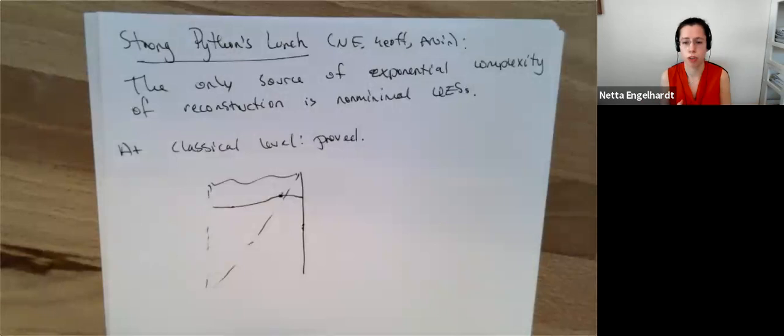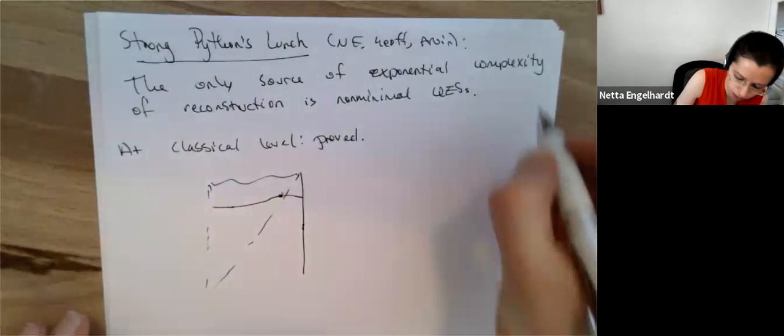You actually have to evaluate the quantum extremal surfaces, just like in the reconstruction, in the maximally mixed state. So the addendum to this is that the only source of exponential complexity of reconstruction is non-minimal QESs in the maximally mixed state.